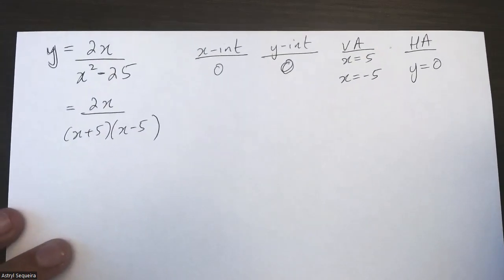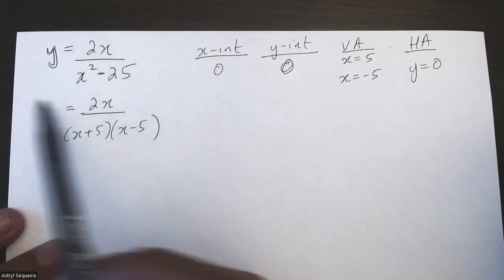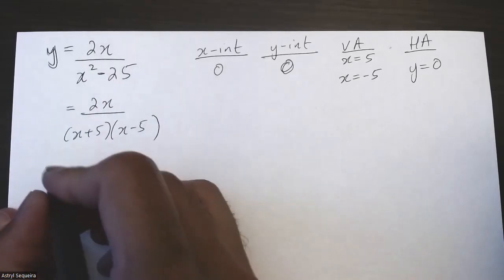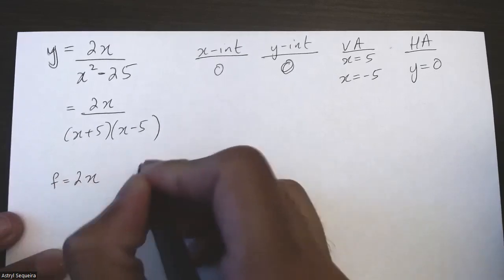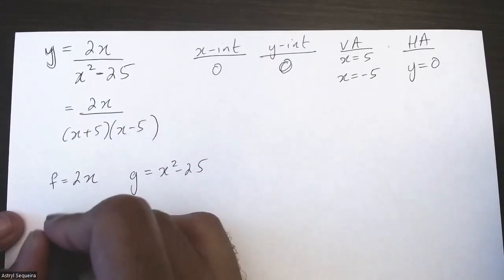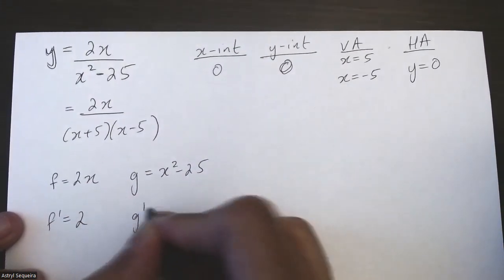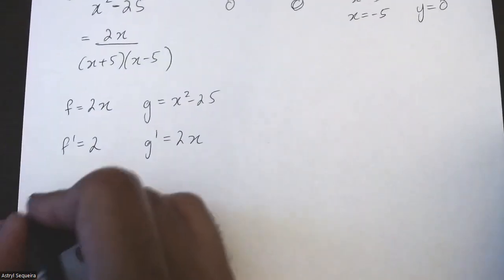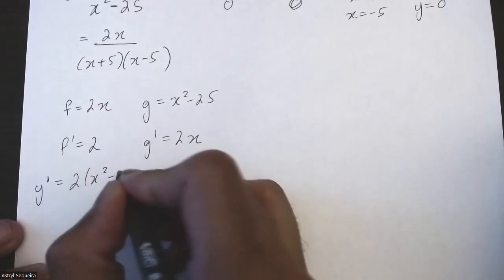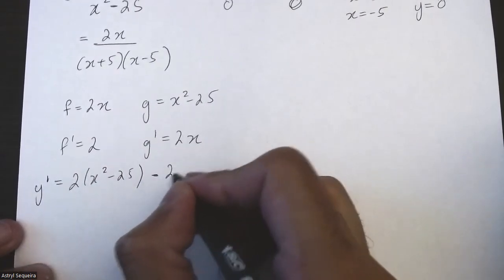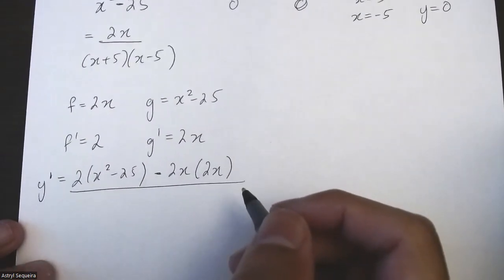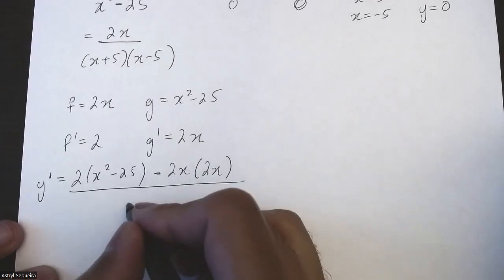So now we can get into deriving the function. I'm going to derive the function using my quotient rule. And I'll always derive from the unfactored form. It's always easier. So let's do quotient rule here. f equals 2x, g equals x squared minus 25, f prime equals 2, and g prime equals 2x. And now I'll sub it in my quotient rule. So f prime times g minus g prime times f, divided by g squared.